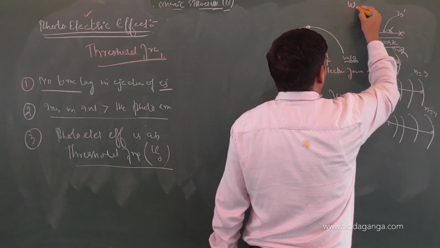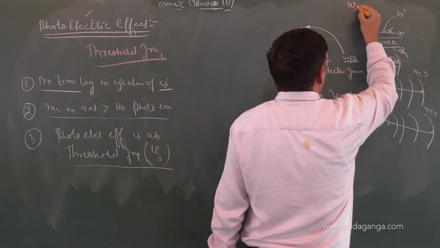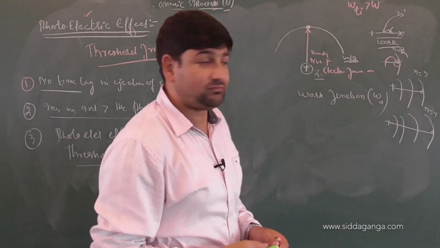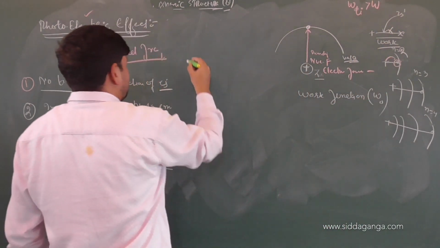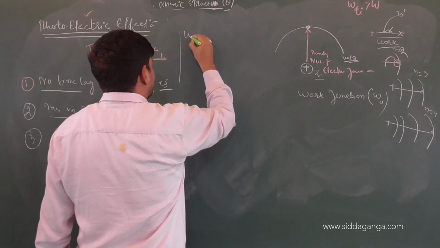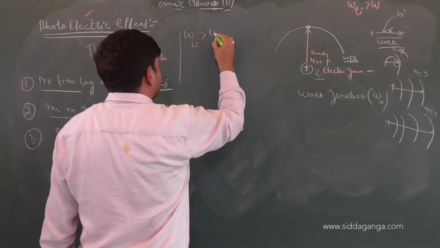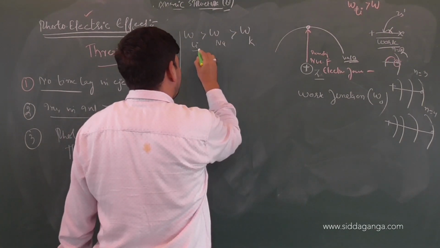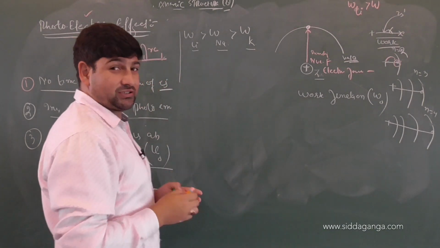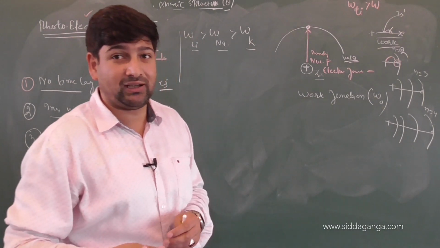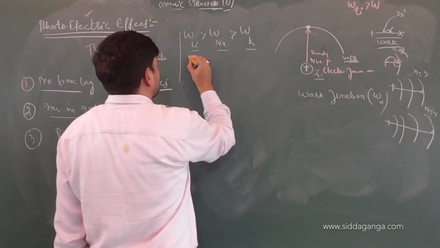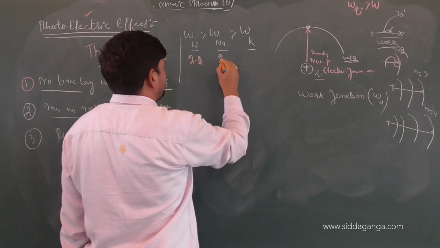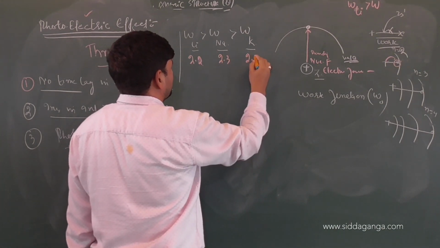So the work function of lithium will be more than the work function of sodium, which will be more than the work function of potassium. And indeed, experimentally, when you look at the work functions, work function means the amount of energy required to break the nuclear force. It is almost 2.2, this is 2.3, and this is almost 2.4.